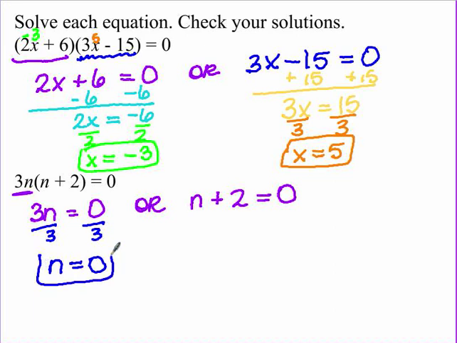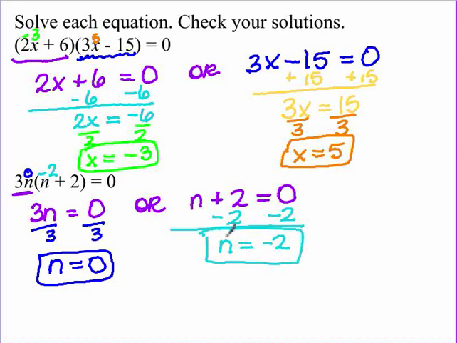Okay, so real quick, if I plug 0 in here, 3 times 0 is? Good. Okay, over on the next one, what do you do? Subtract 2. So I get n to equal negative 2. So real quick, if I plug negative 2 in here, negative 2 plus 2, does that equal 0? Yep, you're good.